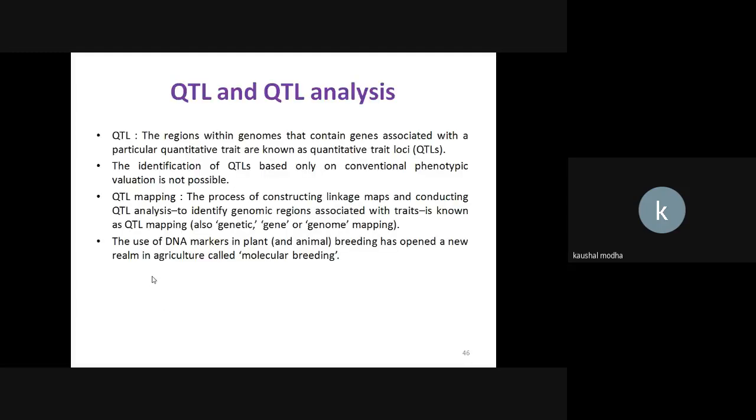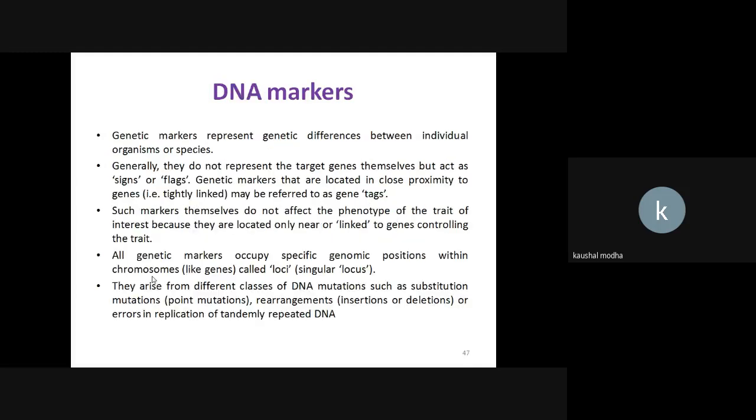In QTL analysis, we try to identify markers, polymorphisms, which are linked with the loci governing the quantitative trait. So we are not directly identifying the locus, but we are identifying the marker which is linked with a particular locus, or many markers which are linked with many loci governing the quantitative trait. That's the basic idea.